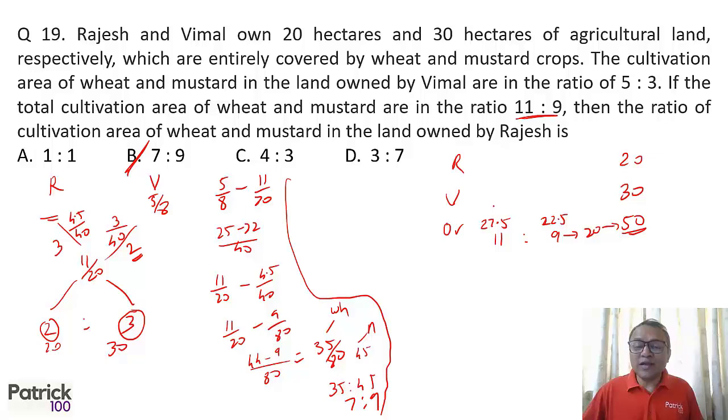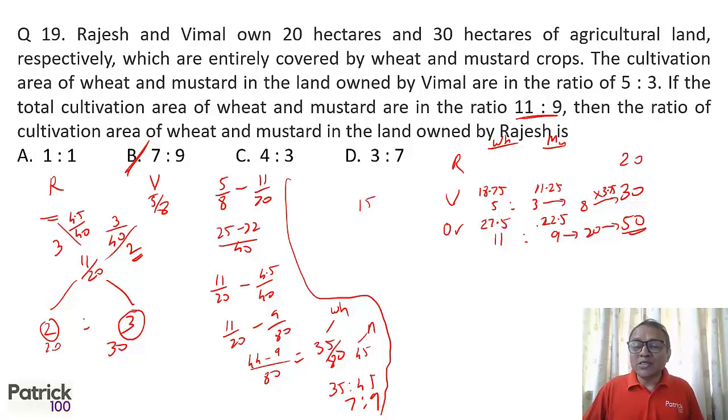Now for Vimal, we know the ratio is 5:3. 5:3 stands for 8. 8 to 30 is into 3.75, if I divide 30 by 8 you get 3.75. So 5 into 3.75 is 18.75. Actually, you need not do both wheat and mustard. You can do only one part of it, and automatically the remaining will be the other. 3 into 3.75 becomes 11.25.